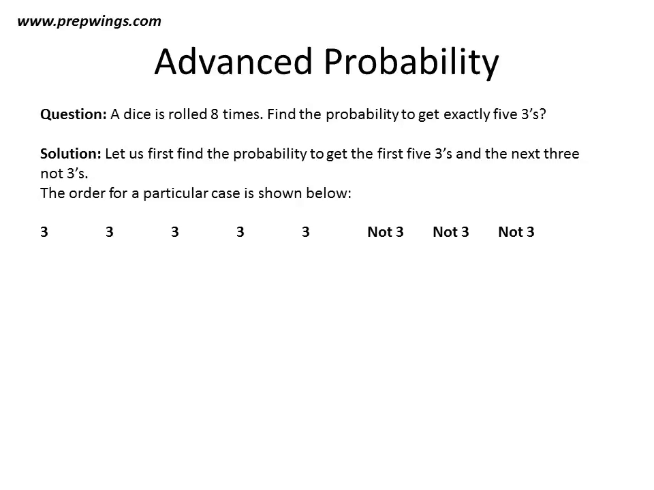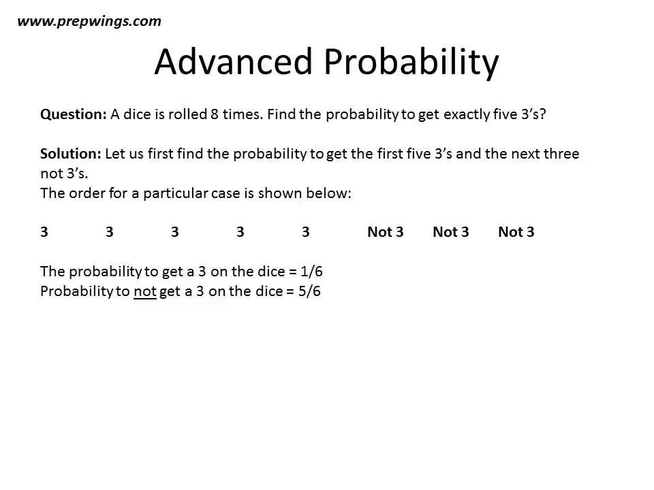So over here we have shown that in the first 5 rolls we get a 3 and in the last 3 rolls we do not get a 3. So the probability to get a 3 on one roll is 1 by 6 and the probability to not get a 3 on a single roll is 5 by 6.